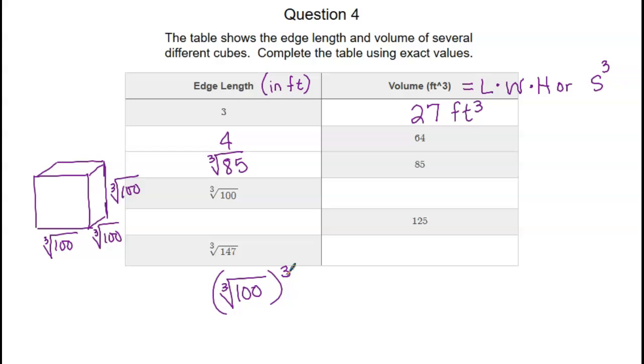So just like before, when we had 100 cubed and we had the cube root out here, those canceled out. It works the same way this way. So you have the cube root and the cube cancel each other out, and so we get 100. So just like this one, if you have a cube root of 85 and you cube that, you get 85. If you take the cube root of 100 and you cube it, you get 100.